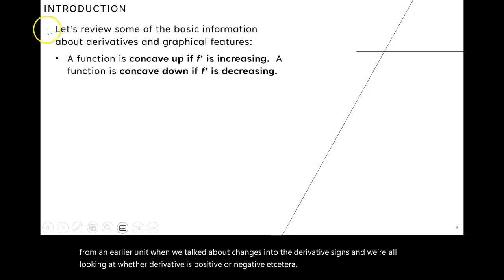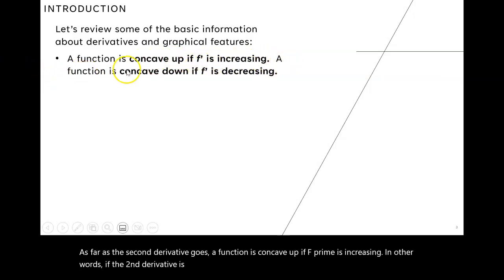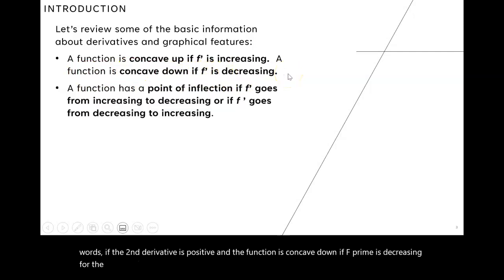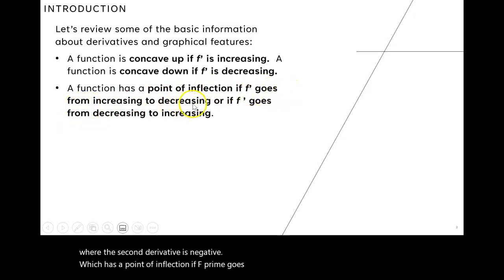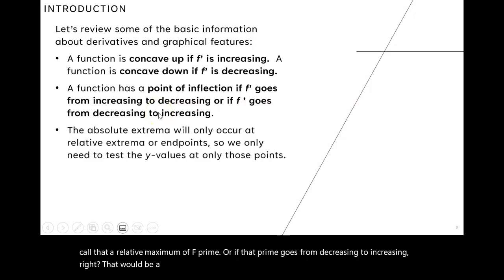As far as the second derivative goes, a function is concave up if f prime is increasing, in other words, if the second derivative is positive, and a function is concave down if f prime is decreasing, or the second derivative is negative. A function has a point of inflection if f prime goes from increasing to decreasing. Oftentimes we'll call that a relative maximum of f prime, or if f prime goes from decreasing to increasing, right, that would be a relative minimum for f prime.